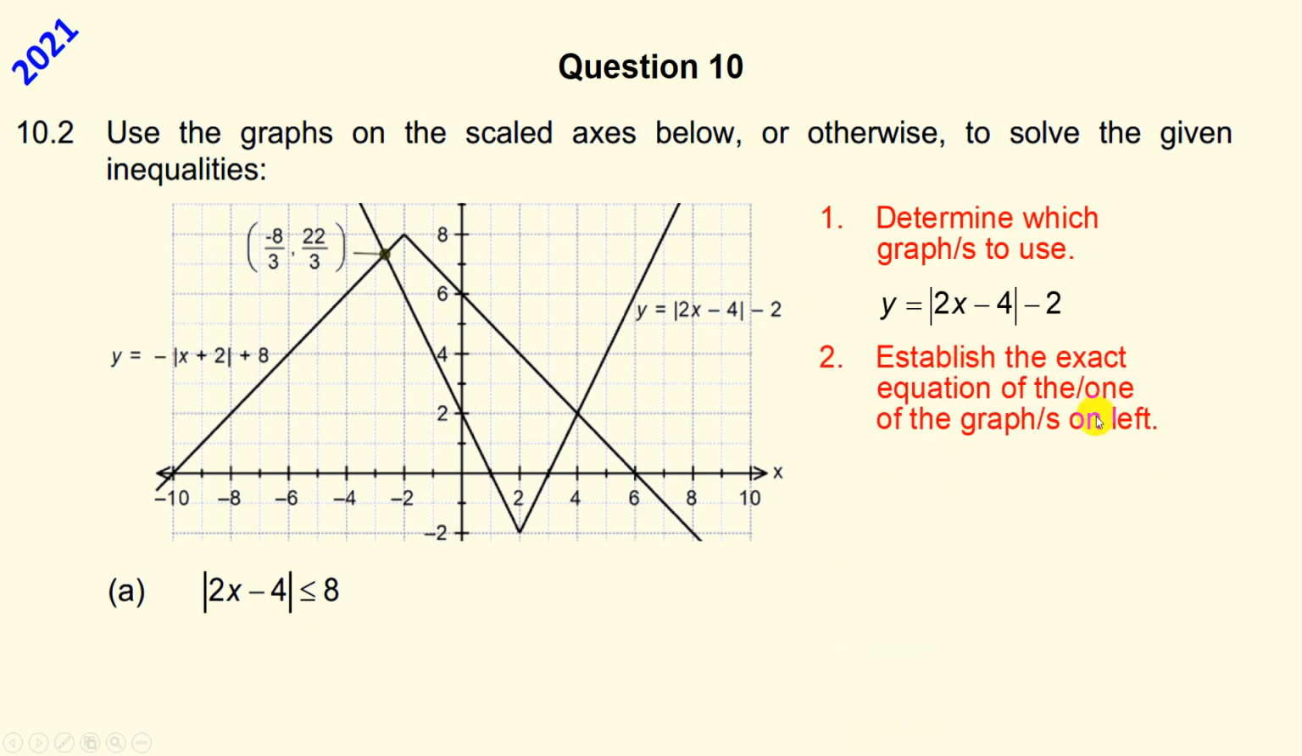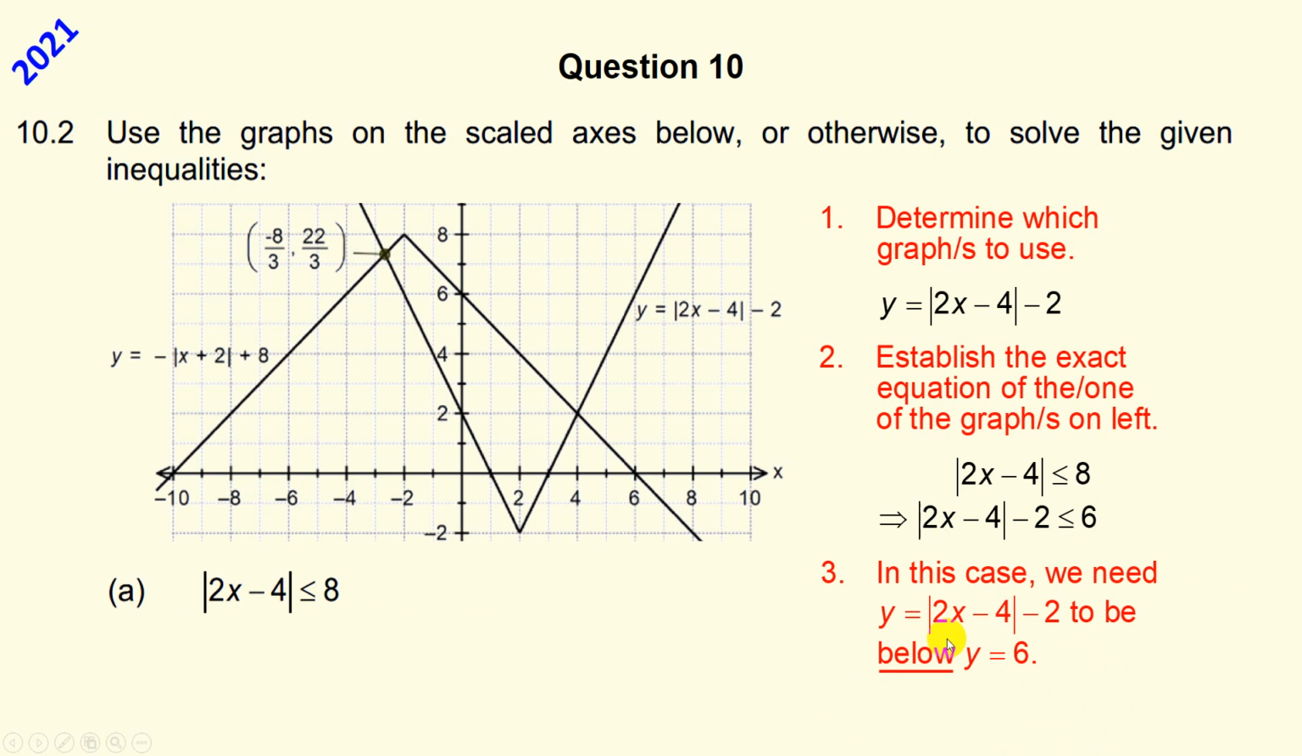Establish the exact equation of one of the graphs on the left. So have a look here. I have 2x minus 4, so I need a minus 2. So I'm going to put a minus 2 there, which means I must put a minus 2 on the other side. So therefore, I end up with minus 2, and that becomes 6 there. This is still this inequality.